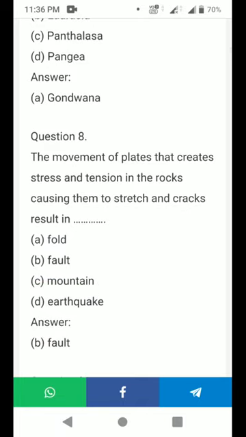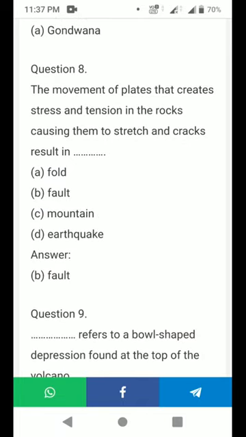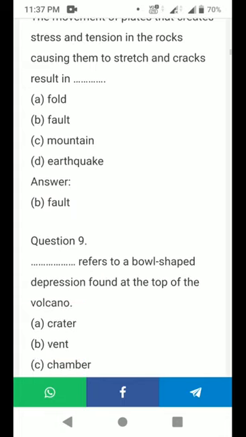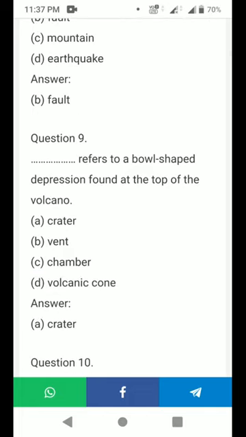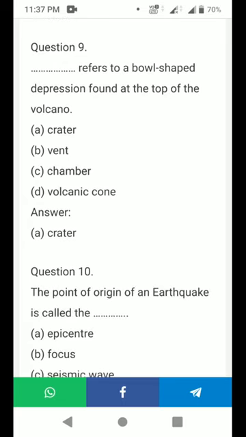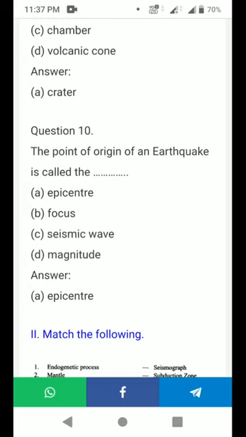Next, eighth one, the movement of plates that create stress and tension in the rock, causing them to stretch and crack, result in dash, fault. Ninth question, dash refers to a bowl-shaped depression found at the top of the volcano, crater. Next, last question, the point of origin of an earthquake is called dash, focus.